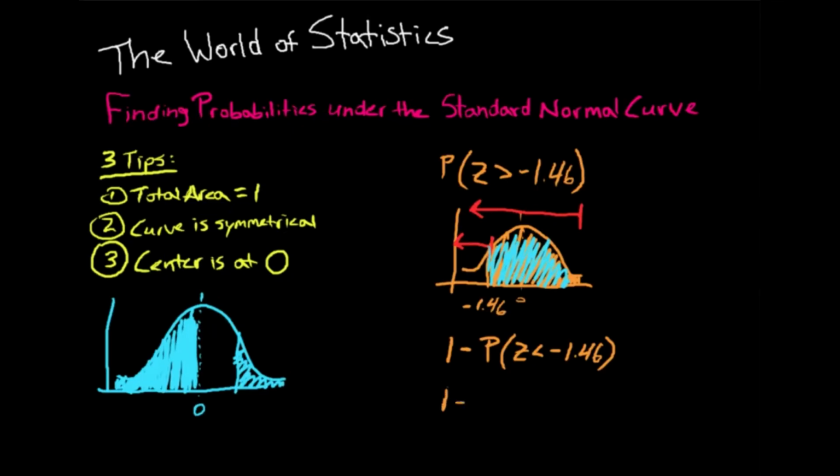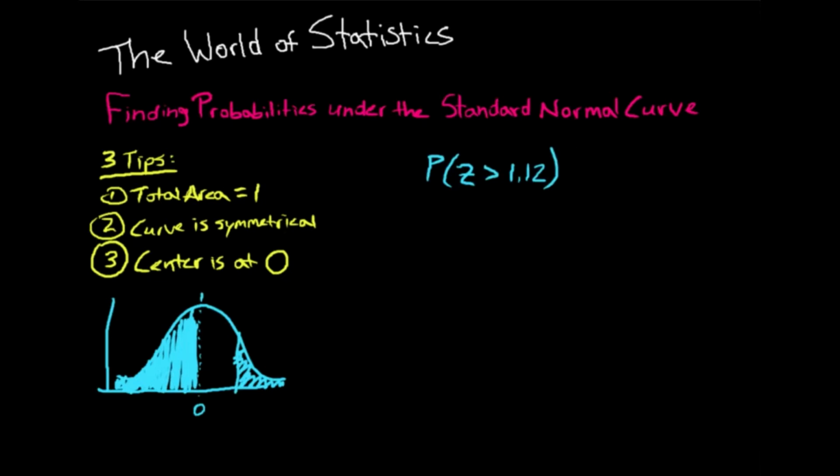So we're going to have 1 minus 0.0721, which gives us a value of 0.9279. And that would be to the right hand side, or the probability that z is greater than negative 1.46. Let's look at another example here. Let's find the probability that z is greater than 1.12. So again, let's just go ahead and quickly draw our curve.